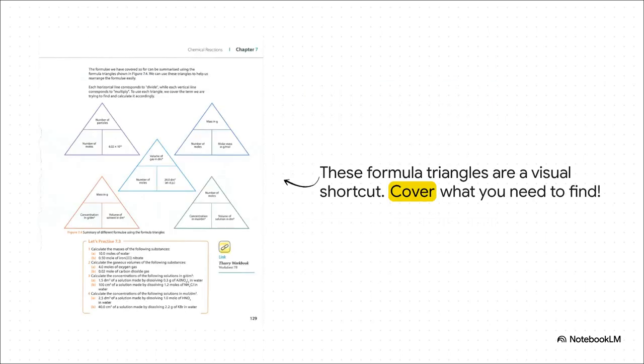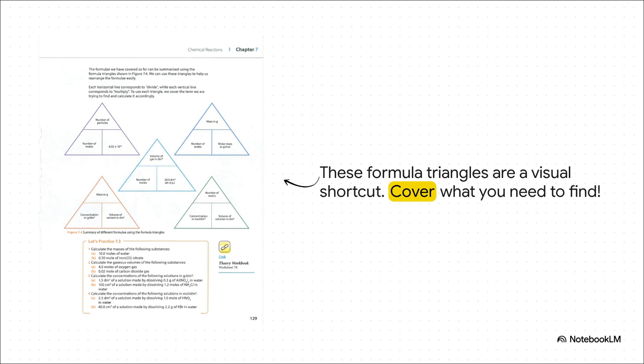Now, to make life even easier, chemists love using these formula triangles. They're basically a visual shortcut for the math. You just cover up the thing you're trying to find, and the triangle tells you what to do. If you want to find the number of moles, cover it up, and you see it's just mass divided by molar mass.